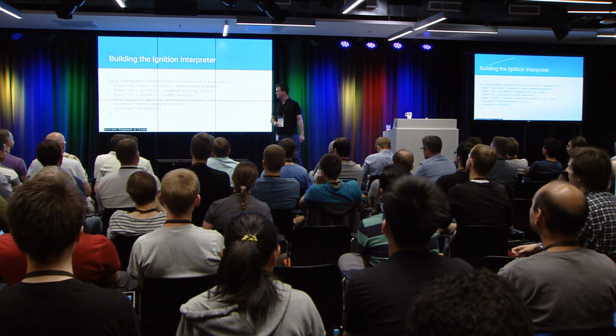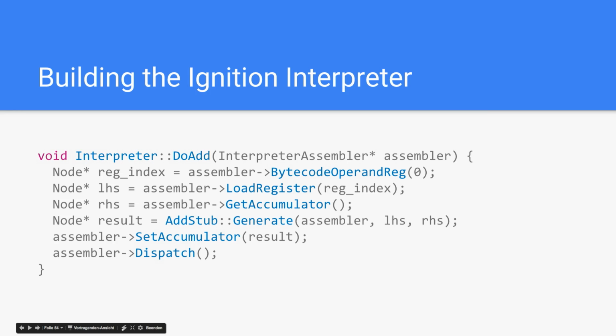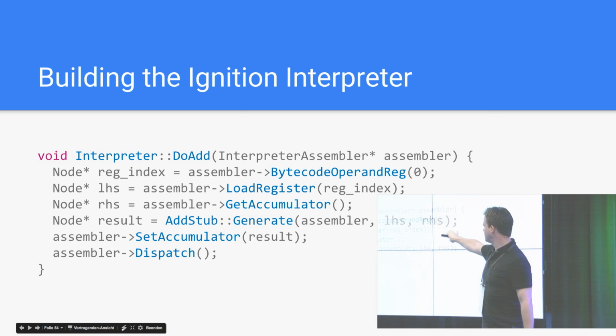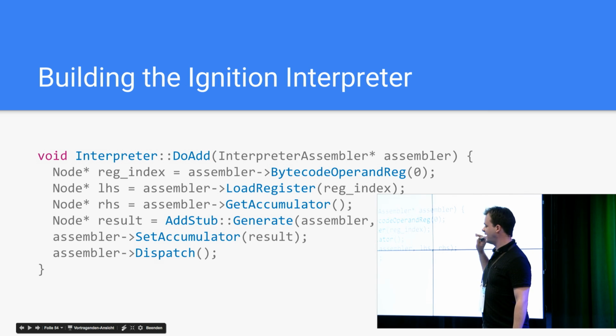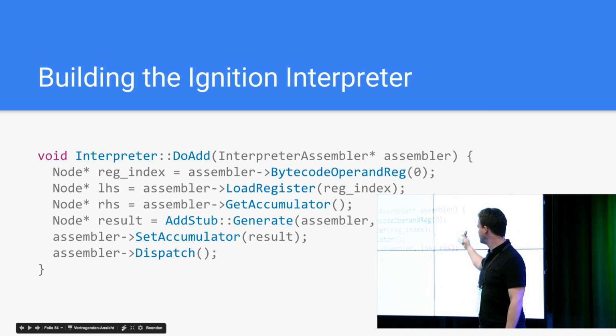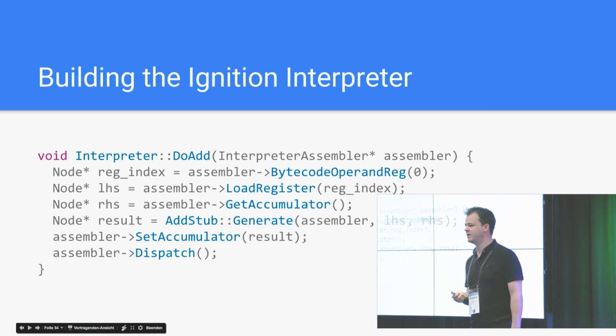It's pretty interesting. So back to our simple example of add. What does the code to generate the bytecode handlers for add look like? So we have these macro instructions where the assembler is called. We want to first get the operand which tells us the register we need to perform add on. So we're getting the index of that register by looking up effectively the next byte in the bytecode.